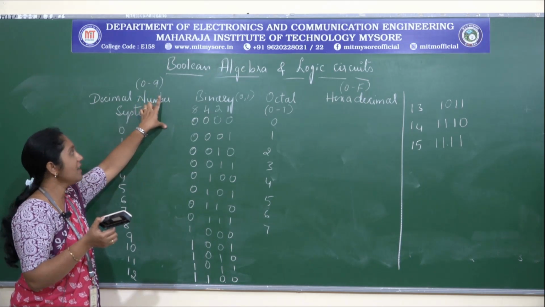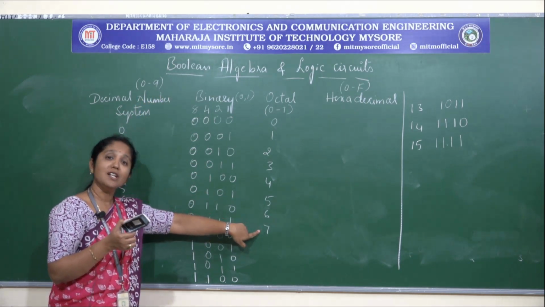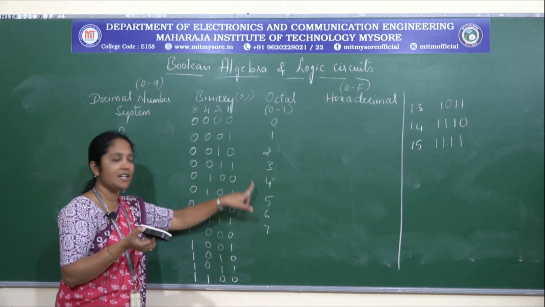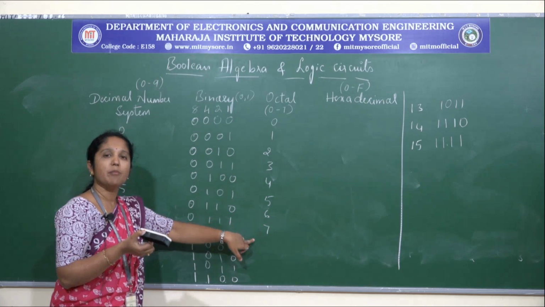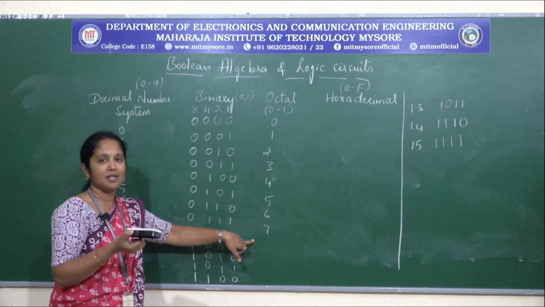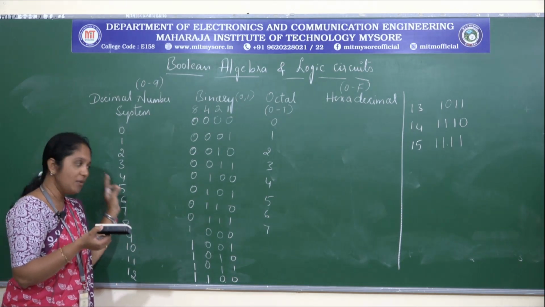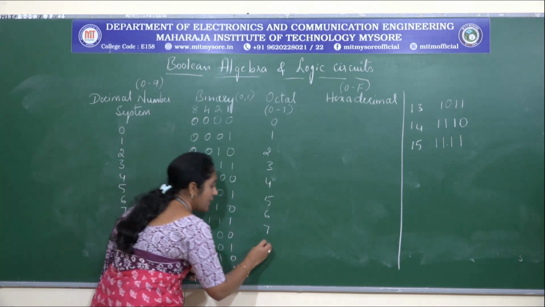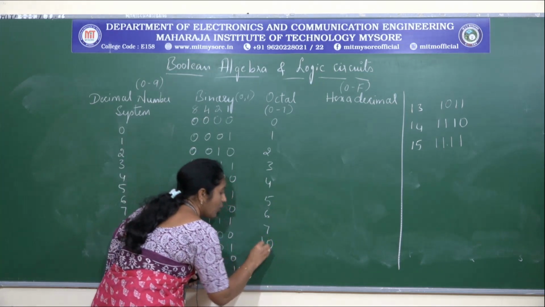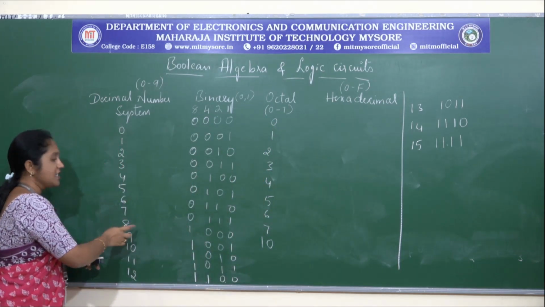right? So similarly here also, after 7 we need to write 10, that is 8. In octal, since we have maximum number as 7, the next number will start with 10, similar to the decimal. After 9, how do we write? Similar to that, we write here also. Therefore, the next number is 10, which is nothing but 8 in the decimal number system.